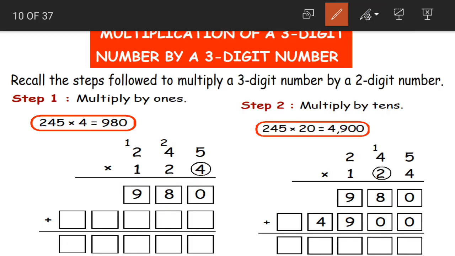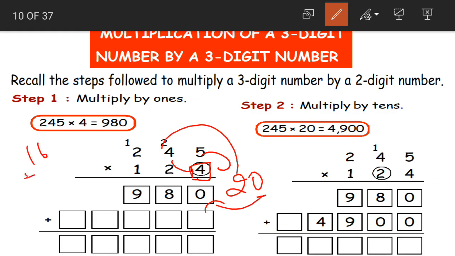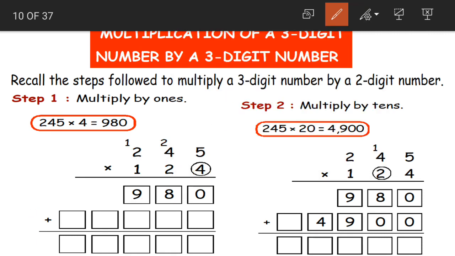Yes, so what do we have in the ones place? 4. 4 5s are 20. 0 here, 2 carried. 4 4s are 16 plus 2 becomes 18. Yes, 8 here, 1 carried. 4 2s are 8 plus 1 becomes 9. So the answer becomes 980. Yes children, we are done with the digit in the ones place.